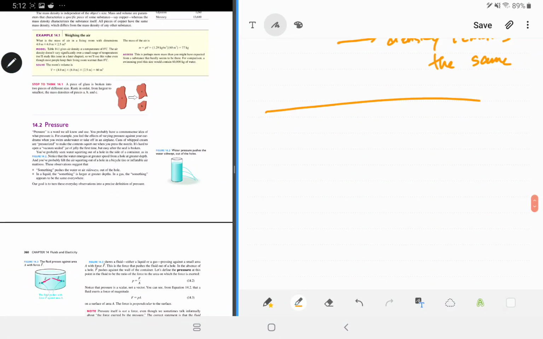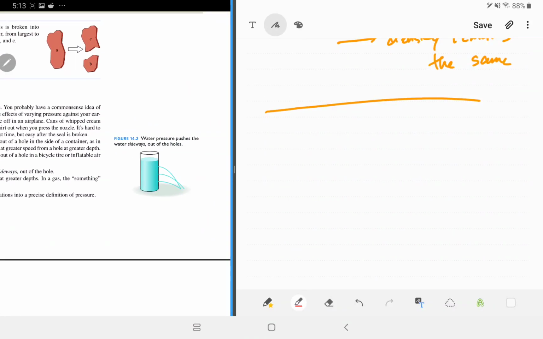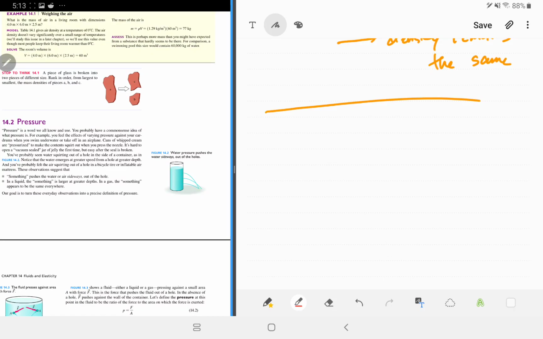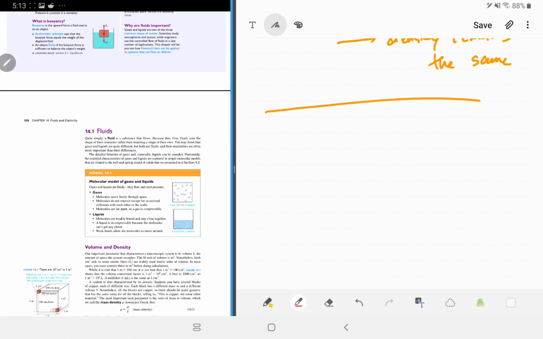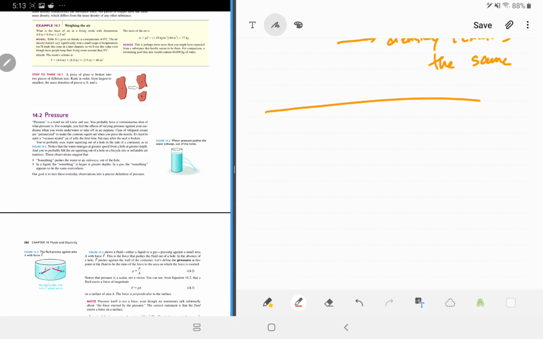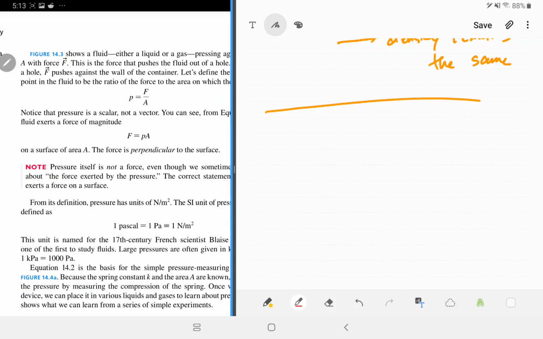So now pressure. Okay, so the textbook says pressure is a word we all know and use. So they give an example of poking a hole at varying depths in a glass of water. The lower you poke a hole, the faster water will shoot out. So it's some property of the fluid. And by the way, fluid is either a gas or a liquid, which the textbook points out earlier. It's a property of the fluid that increases as we go down. And it has something to do with forces.